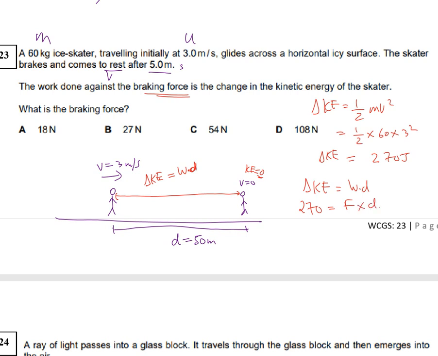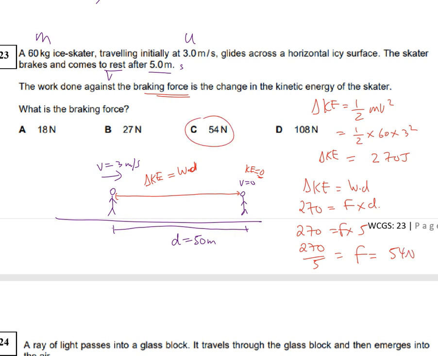Now the force is going to be against, because it's the same as applying the braking force. It's going to be the force there. So therefore, 270 equals force times distance, which we know is 5. So therefore, 270 divided by 5 equals F, which equals 54 newtons.